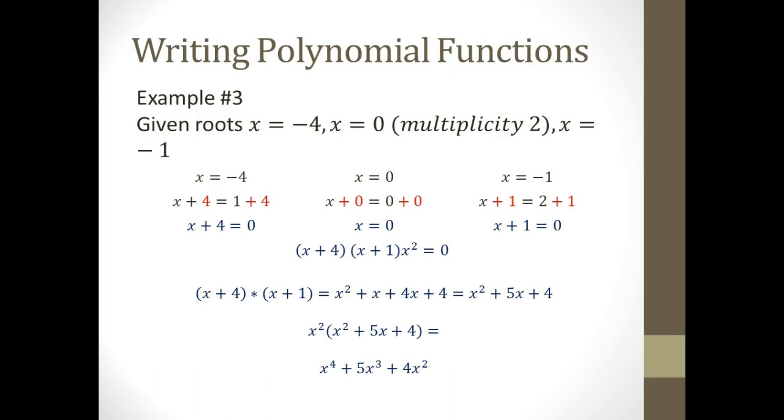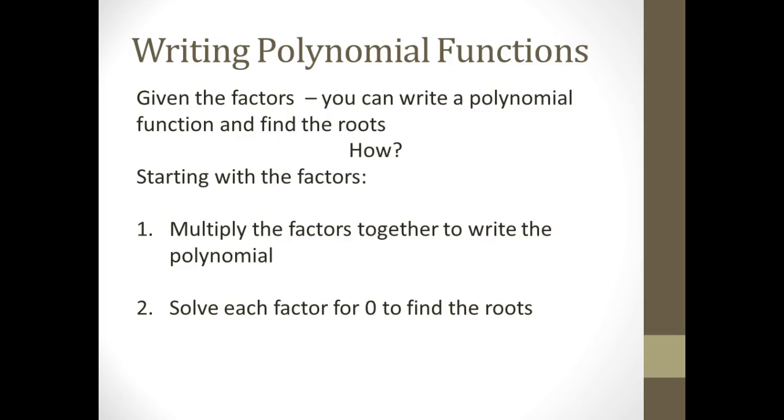Let's go on to the second part of our lesson. You can write a polynomial if you're given the factors, and you can also find the roots if you're given the factors. Now how? To write the polynomial, you're just going to multiply the factors together to write the polynomial. Now, we had some practice. That was one of the steps in our previous 3 examples. And to find the roots, I'm going to set each factor equal to 0 and solve it for x.